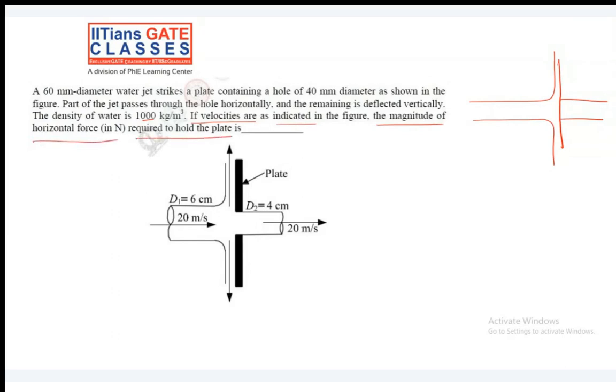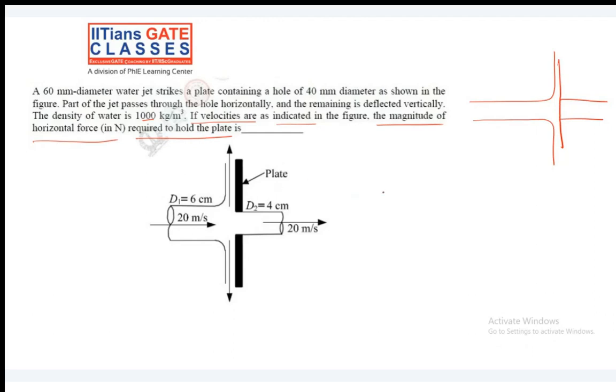So how did we find this out in this case? They have not mentioned that the plate is moving or anything. Remaining deflected vertically. There's no velocity mentioned, right? That means I will assume that the plate is stationary. So in case of a stationary plate, if you remember, the formula was rho Q V square, or m dot into V2 minus V1, that is rho Q into V.